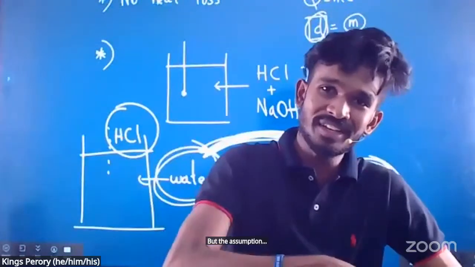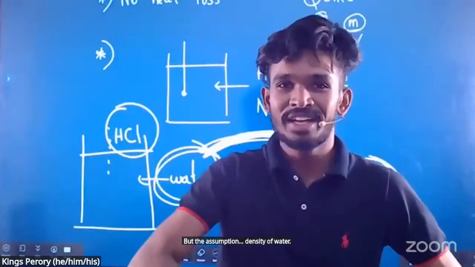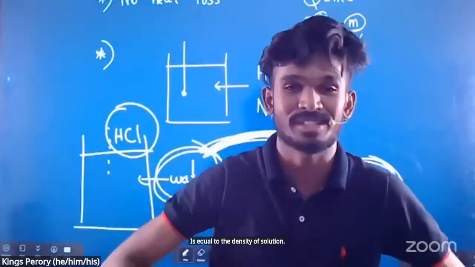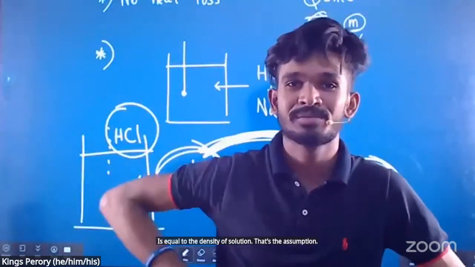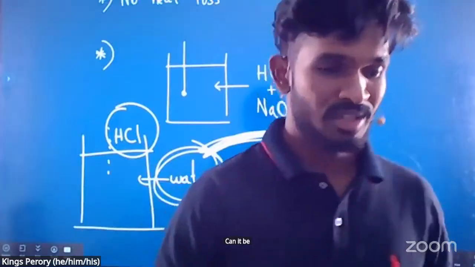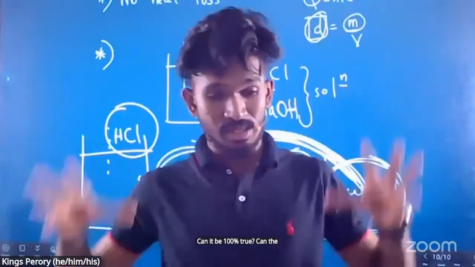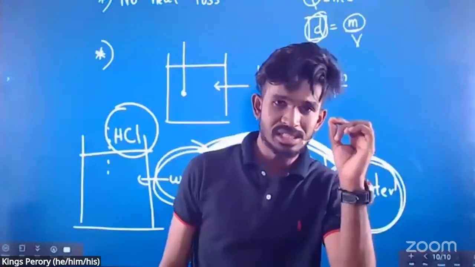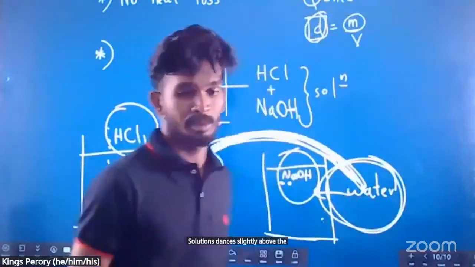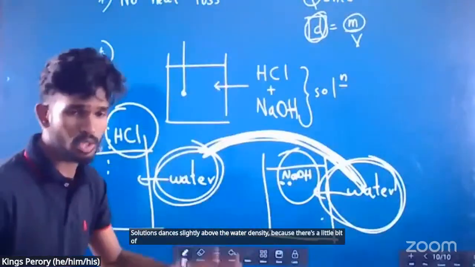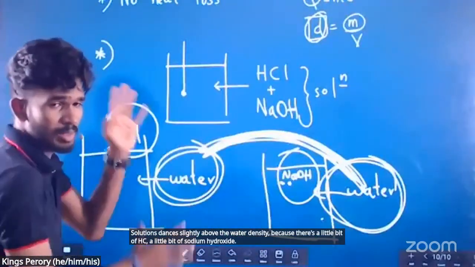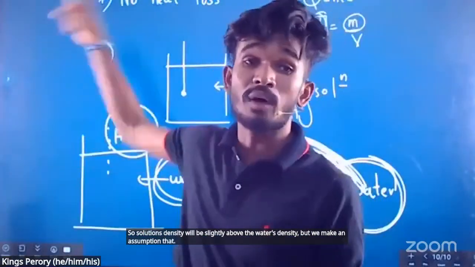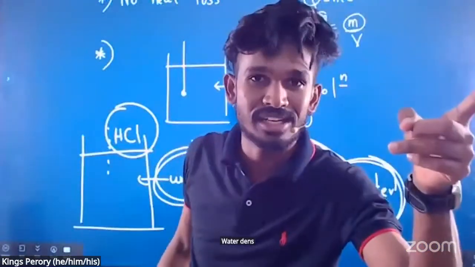Density of water is equal to the density of solution. That's the assumption. You all tell me, is it true? Can it be 100% true? Can the solution's density and water's density be 100% equal? No. Solution's density is slightly above the water's density because there's a little bit of HCl, a little bit of sodium hydroxide. So solution's density will be slightly above the water's density. But we make an assumption that water's density and solution's density are equal.